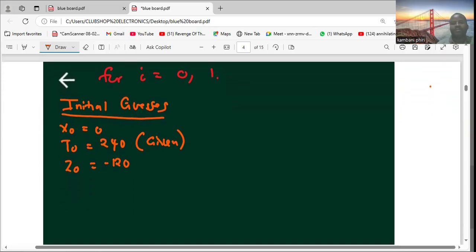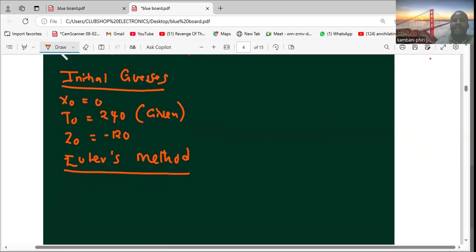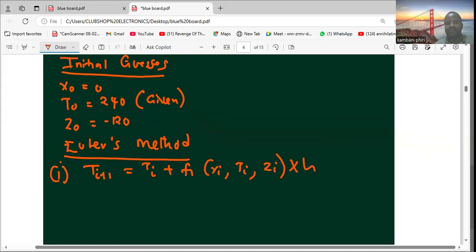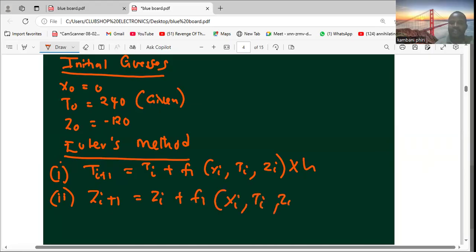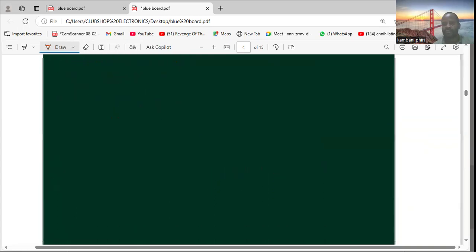Now, from here, you need to understand the Euler's methods. Others will say Euler's formula, but I'll call it Euler's method. Now, because we're dealing with the t, the first method will be t i plus 1 is equal to t i plus f1 of x i, t i, z i times h, the step size. Number 2, we have z i plus 1 is equal to z i plus f2 of x i, t i, z i times h.